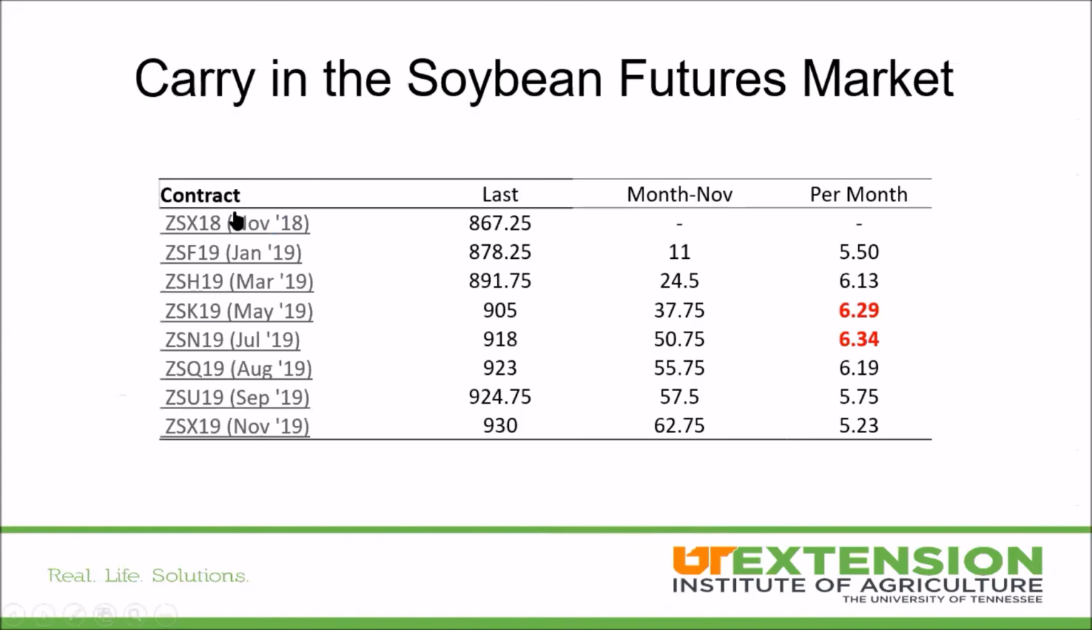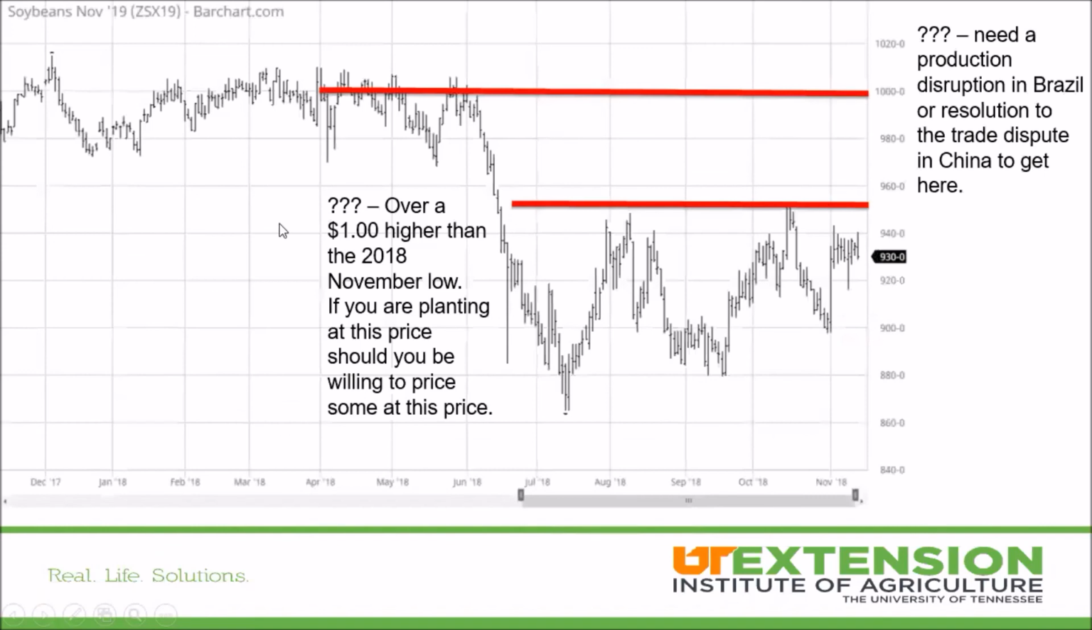You look at the carry again in the futures. You look from November through January, March, again 5.5 to 6 cents. You look at the higher end, May, July, 6 cents, just about 6 and a quarter and 3 and a third cents. So again, looking at what that is offering versus your cost to store.